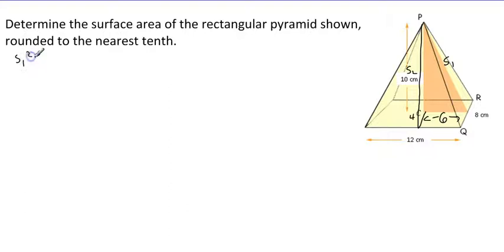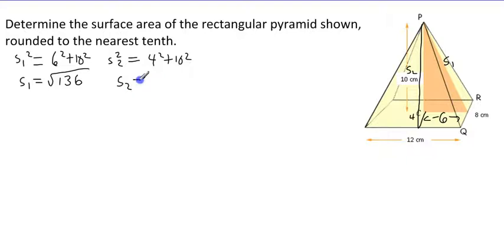So S1 squared will be 6 squared plus 10 squared, right? And I'm going to start getting efficient here, right? That's the root of 136. S2 squared is 4 squared plus 10 squared. So that's the root of 116.